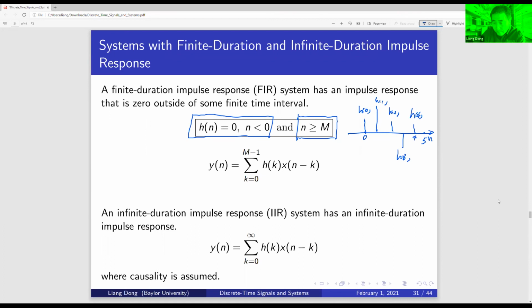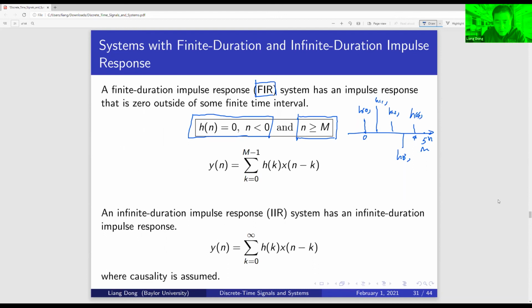Okay, this is the definition here. Beyond this support, all the h's are zeros. So I have an impulse response that has a finite duration, in this case from 0 all the way to n-1. And that is called the FIR system, finite duration impulse response system.